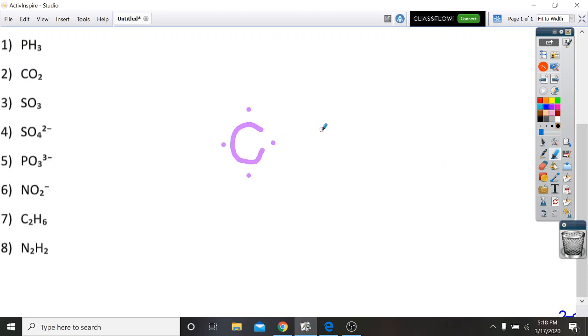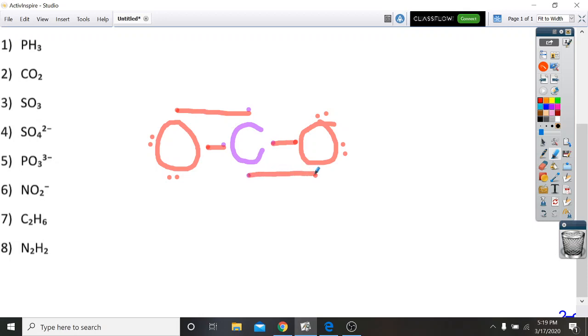Oxygen is in group 16. That means it has 6 valence electrons. I'm going to put each oxygen on each side of the molecule. And I'm going to bond always the single electrons of one atom with the single electrons of another atom. That's what I'm always first going to do and see if it works.